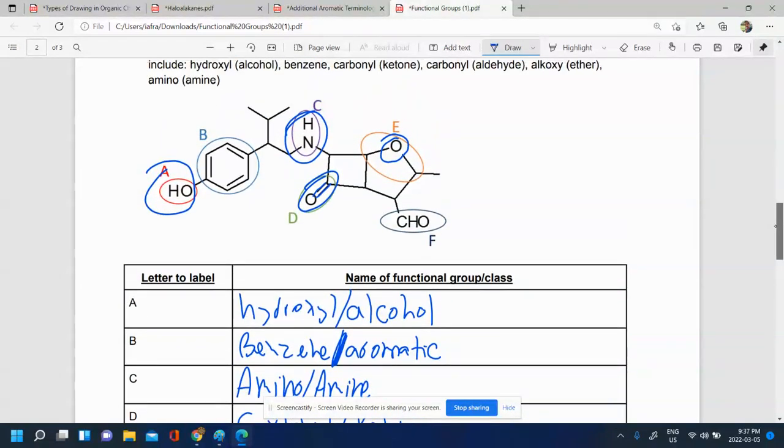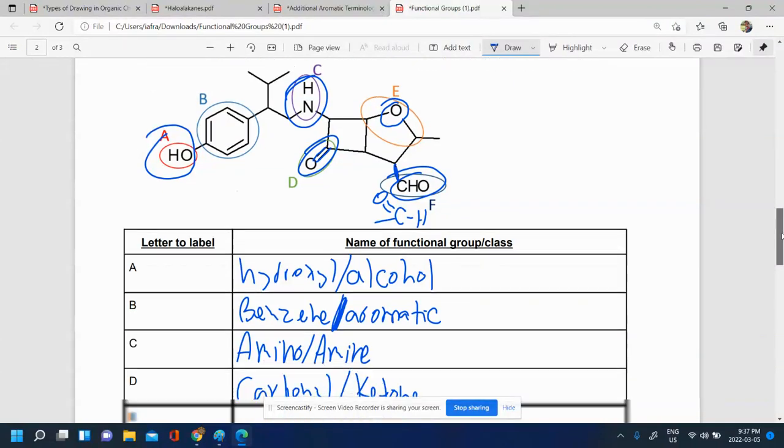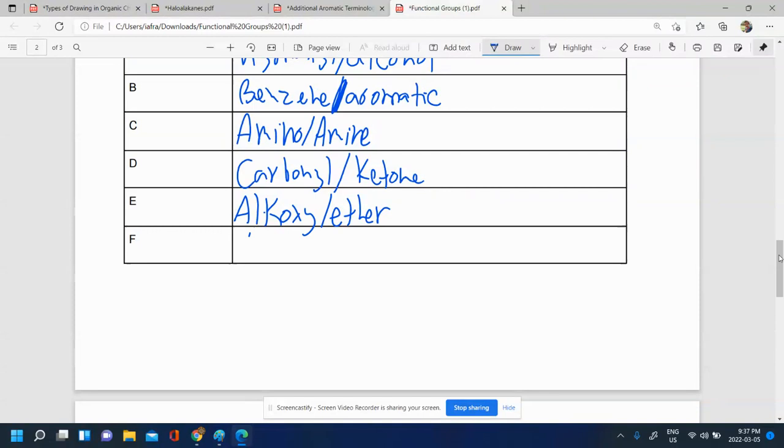And then for F, this one's a bit tricky the way it's written out, but if you have one bond here, then one of them is an H. This has to be a double bond O. So this is a carbonyl group, but notice that it's at the end of a molecule. So rather than be a ketone, it would be an aldehyde.